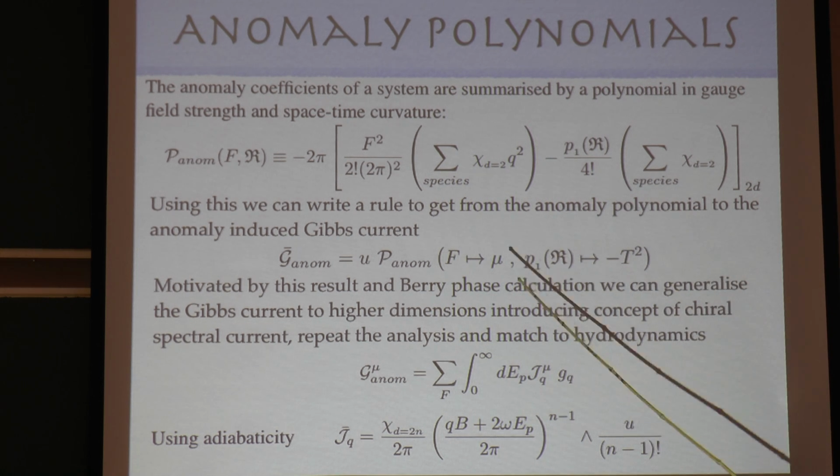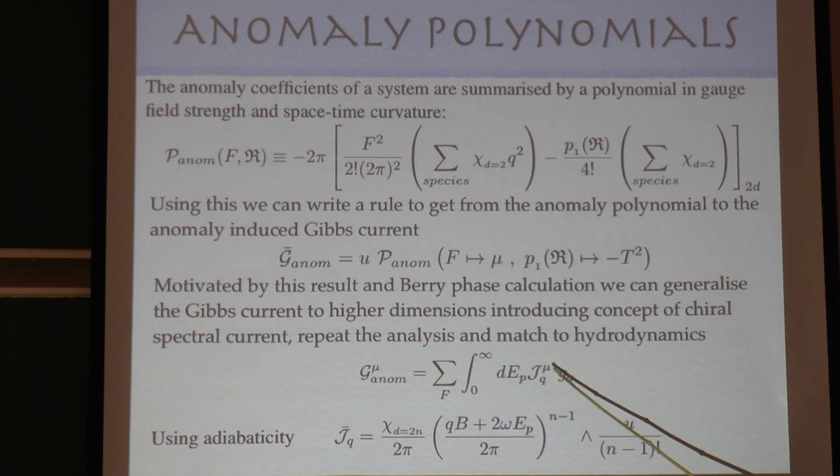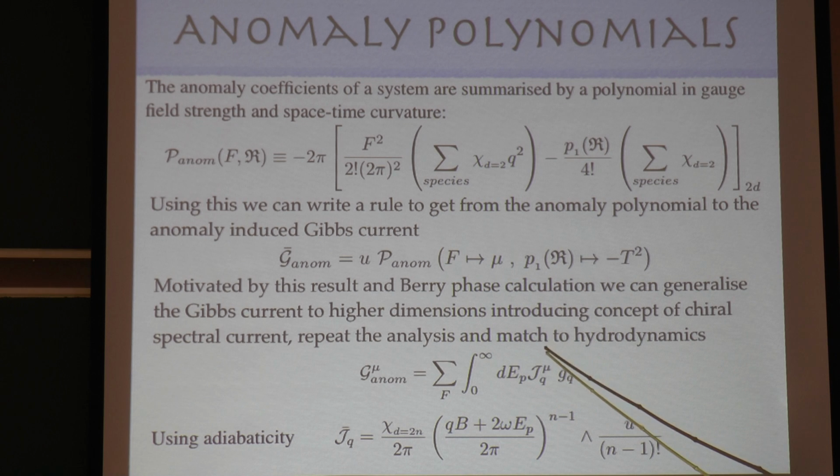And then if I generalize to higher dimensions, as I told you, I need to have some modification in the density of states, which is of this form. This works in all 2n dimensions now, and it can be constructed by matching the kinetic theory to the anomalous hydrodynamics.